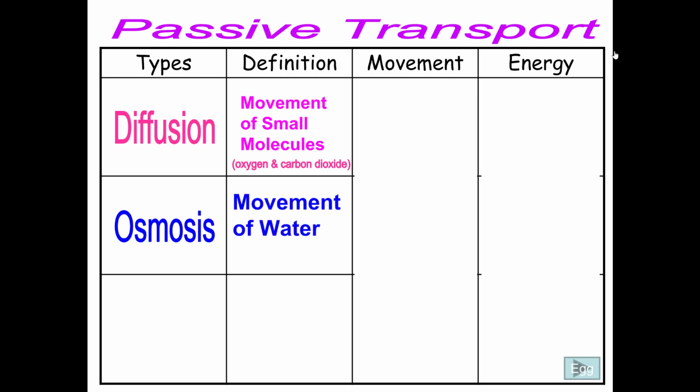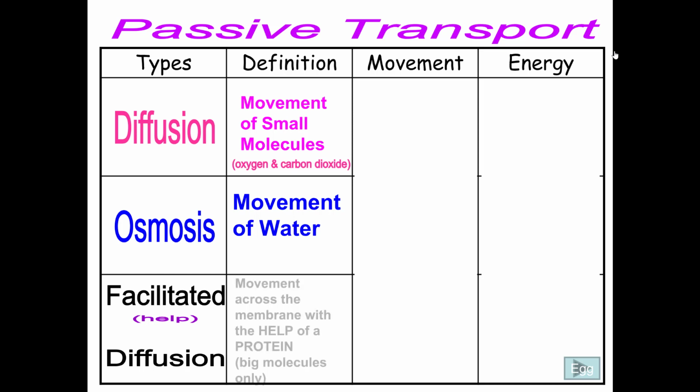Osmosis is the movement of water. Now, water is a small molecule as well, so it can easily fit through the cell membrane. The last one is facilitated diffusion. Facilitated means to help. So we need help moving things across our cell membrane.